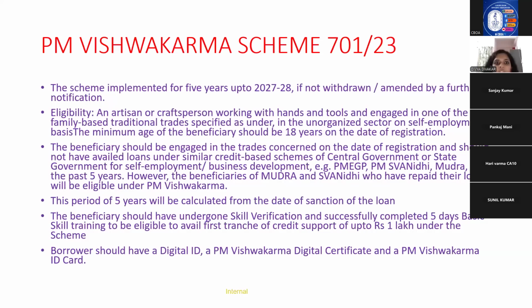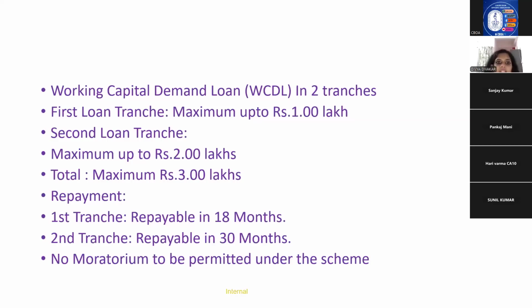And then coming to the PM Vishwakarma scheme, this is a working capital demand loan in 2 tranches. First loan tranche, maximum 1 lakh. Second loan, maximum up to 2 lakhs. Total 3 lakhs will be there. First tranche to be repaid in 18 months. Second tranche to be repaid in 30 months.